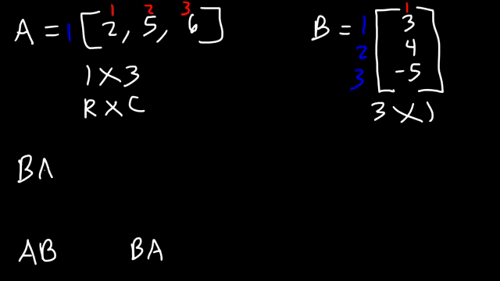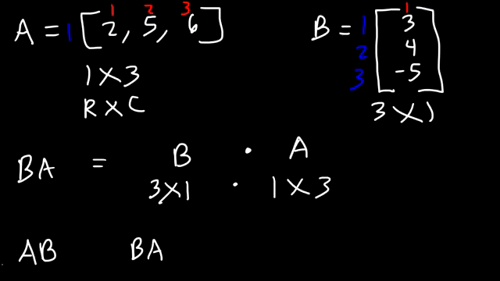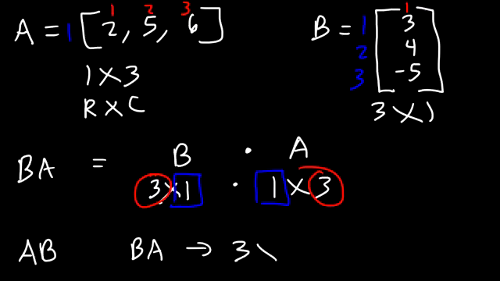Now what about B times A? What is the order of that matrix? We take matrix B and multiply by matrix A. Matrix B is a 3 by 1 matrix and matrix A is a 1 by 3 matrix. We have to make sure that the number of columns in the first matrix is equal to the number of rows in the second matrix, which we do have, so we can multiply these two matrices. The order of the matrix is going to be 3 by 3. So the order for matrix BA is going to be a 3 by 3 matrix, and for AB we said it's going to be a 1 by 1 matrix.